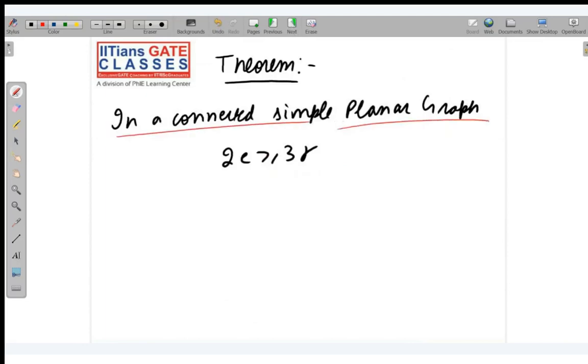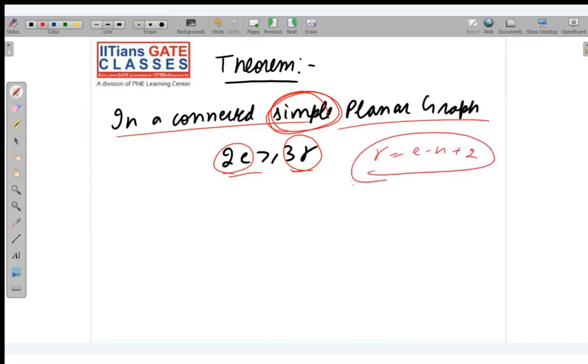So a theorem: in a connected simple planar graph, 2E is greater than or equal to 3R. So twice the number of edges is greater than or equal to 3 times the number of regions. I'm not going into the proof of it. I will just tell you that R is equal to E minus N plus 2. From this formula we will get it. I'm not deriving it, just to save time. You should remember this, and many GATE questions can be solved from this formula only. So 2E is greater than or equal to 3R. Take a snapshot. I will jump to the next slide.